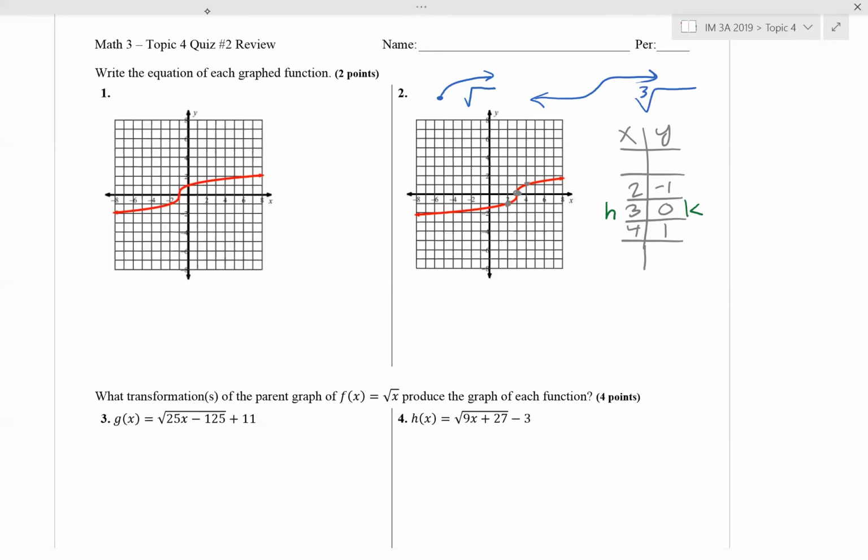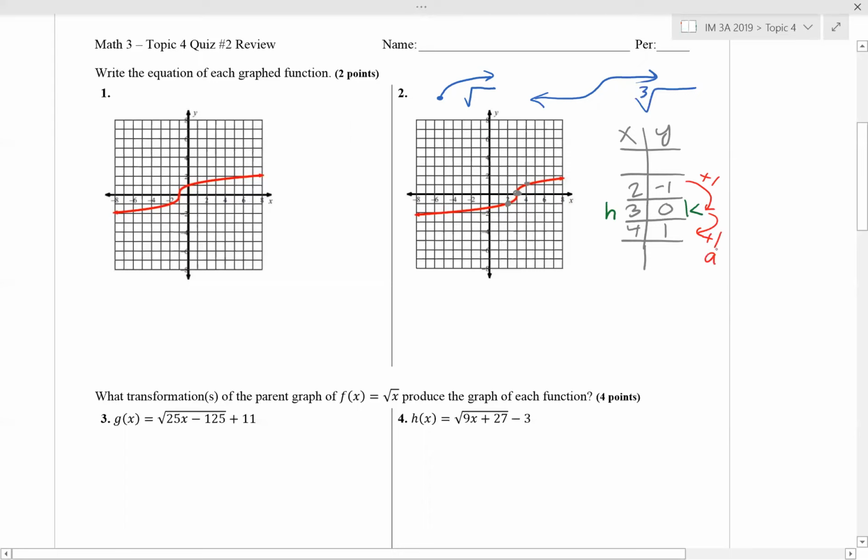And then a is the value that the y values are increasing by. If I go from -1 to 0, I'm adding 1. If I go from 0 to 1, I'm adding 1. So all of my y values are increasing by 1, which means that a is 1 for this equation.